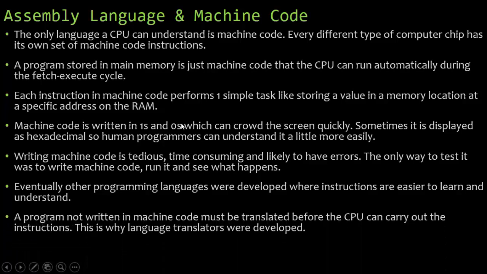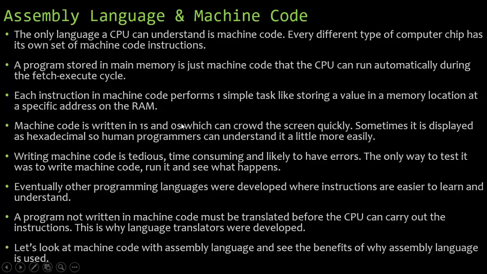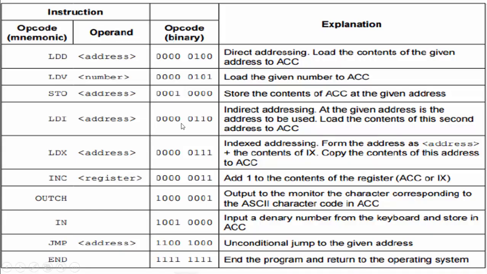A program not written in machine code has to be translated before the CPU can carry out the instructions, and this is why language translators were developed. So we're going to look at machine code with assembly language and see the benefits of why assembly language is used. Here we have some machine code.